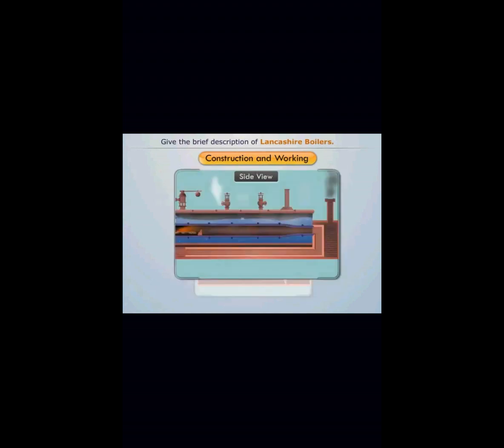Blue color indicates the water level, with water surrounding the fire tubes. The hot flue gases are allowed to pass through the downward channel towards the front end of the fire tubes. Now these gases pass through the side channel towards the rear end of the fire tubes and finally escape through the chimney. There are dampers at the end of each side channel to regulate the airflow.